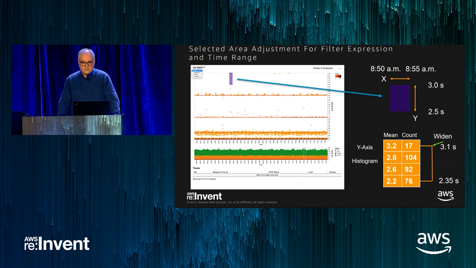So what we do is we widen our time here, our response time range, so that we increase the chance we're going to get all of the right traces. So we index into essentially the next bucket up and adjust our time accordingly.